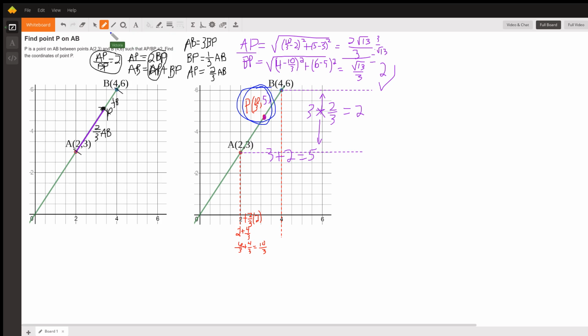Probably I should have written down here that this is 2 units in x from here to here. And that's why we went 2/3 times 2. Anyway, the correct answer is point P is at 10/3, comma 5.